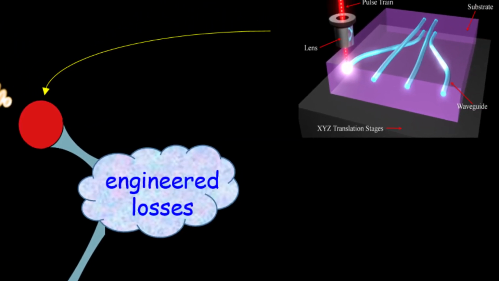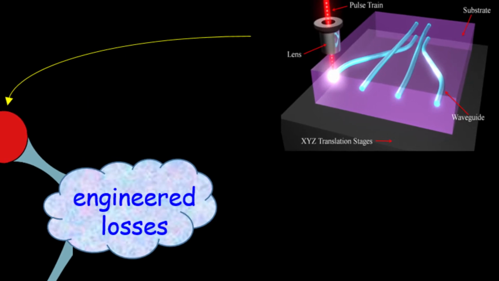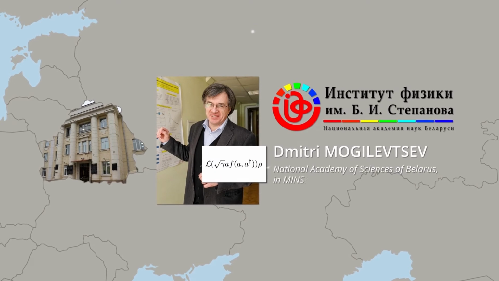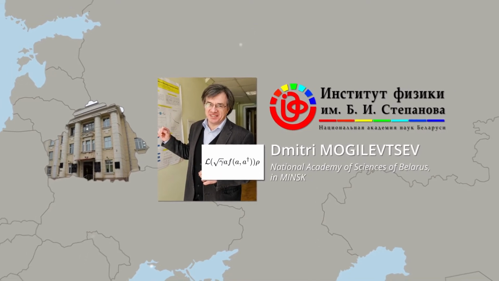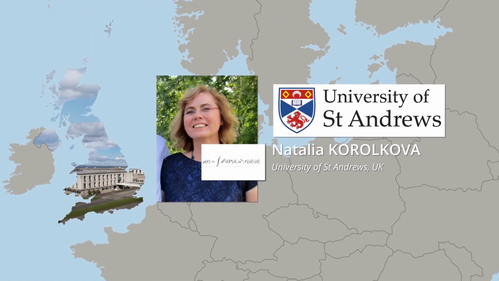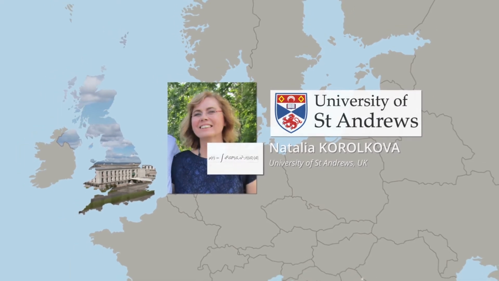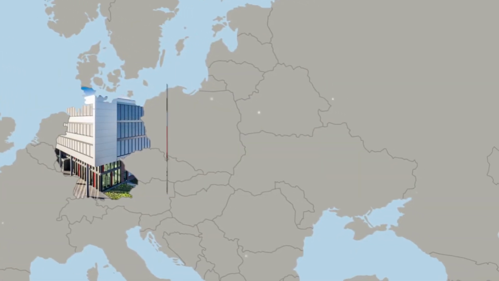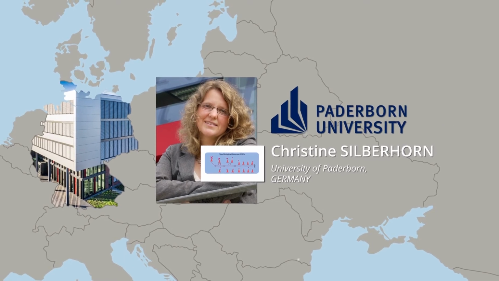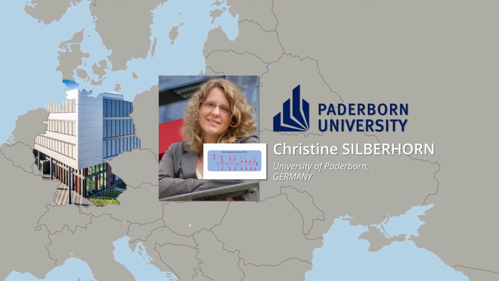The PhoG project does leakage engineering in a unique way. This method was developed in collaboration between the groups of Dmitry Mogilevtsev, National Academy of Sciences of Belarus in Minsk, and Natalia Korolkova, University of St. Andrews in the UK. It was implemented in an experiment for the first time by the group of Robert Thomson, Heriot-Watt University in Edinburgh, UK. In design and characterization of the PhoG device, we are actively supported by the experts from the group of Christine Silberhorn, University of Paderborn in Germany.